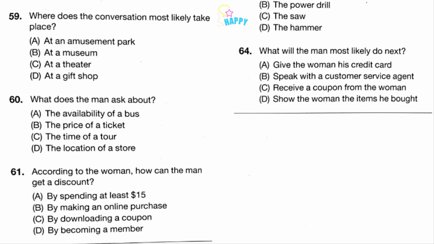Number 59. Where does the conversation most likely take place? Number 60. What does the man ask about? Number 61. According to the woman, how can the man get a discount?